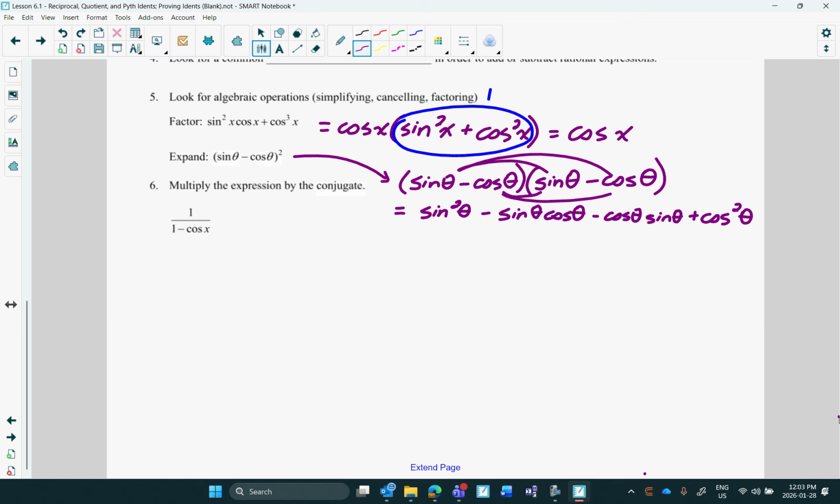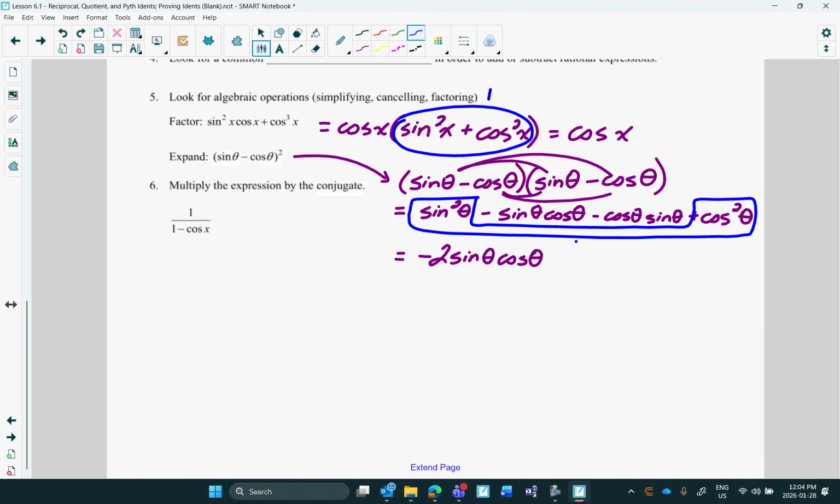Can you see any simplifying? Minus sine theta cos theta and minus sine theta cos theta, that's minus 2. Yes, I can combine these to negative 2 sine theta cos theta. And don't these two become 1? Sine squared plus cos squared is always 1. So I have that.